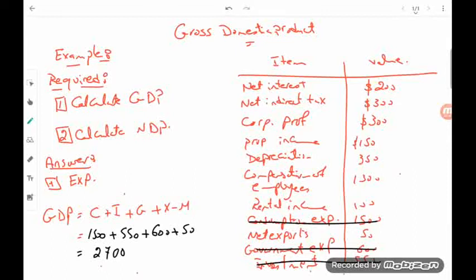If you would like to find the net domestic product, it is calculated after the reduction of depreciation. So it is GDP minus depreciation, which is 350. So in this case, net domestic product will be 2,350.